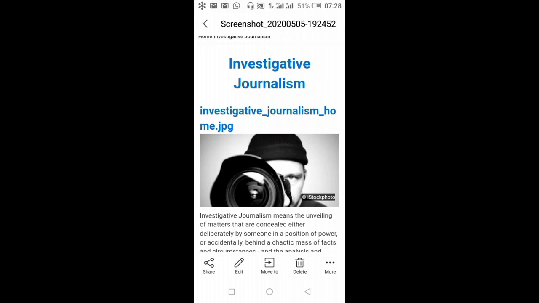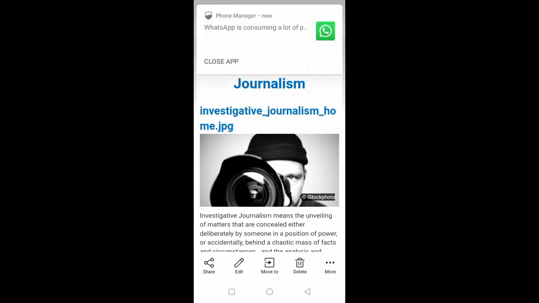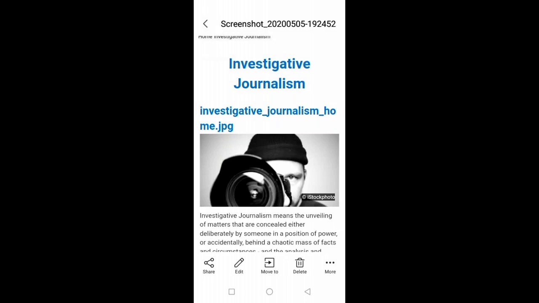So investigative journalism is critical and in-depth journalism, and it exposes secrets. Now, what are the characteristics of investigative journalism? One, the journalist must have a good sense of news and leads.